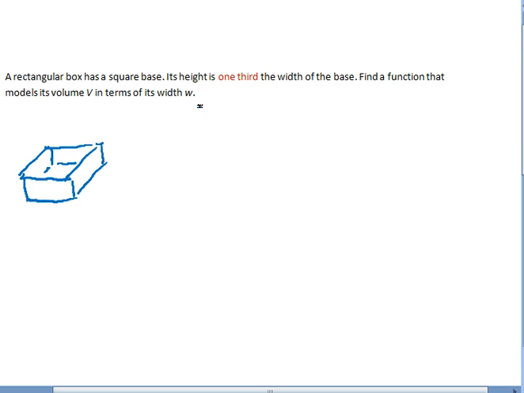Here we're going to use the formula that we're familiar with for volume, where volume equals the length times the width times the height. We have been told that the width will be W, the volume will be V. What we're missing is a variable for the length. So length we've introduced as the variable L in our formula.